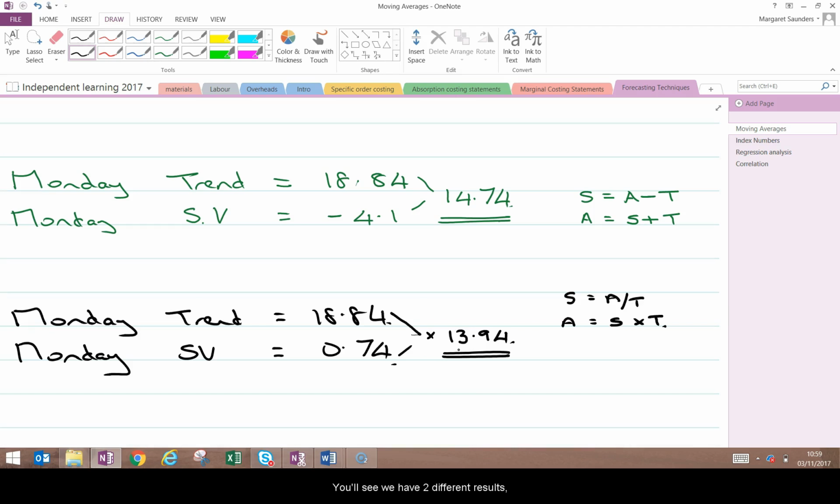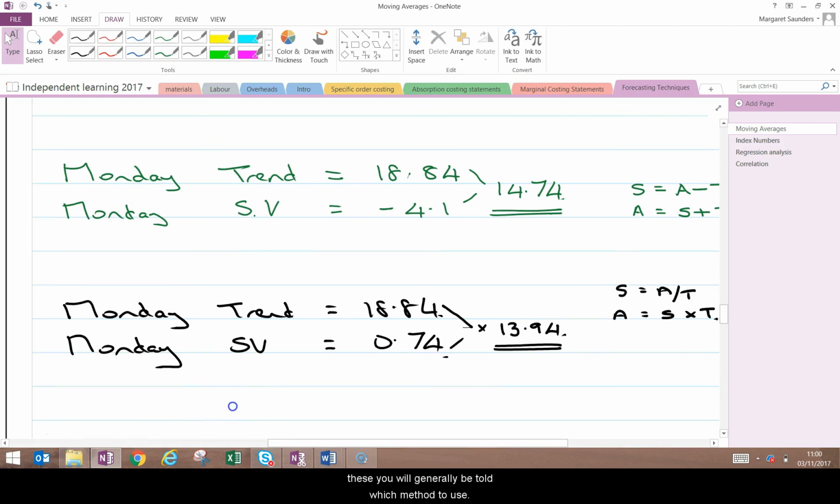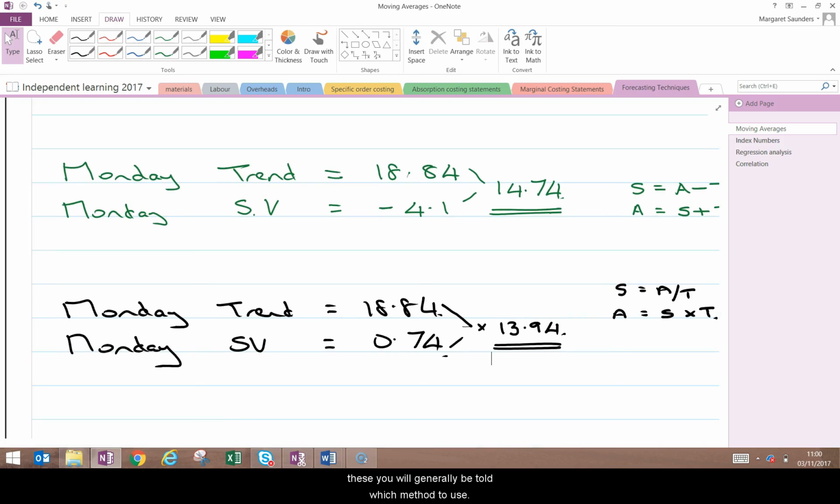You'll see we have 2 different results. So 2 different forecasts depending on which model we use. Generally, the multiplicative model is more accurate. However, when you're working with these, you will generally be told which method to use. So that brings us to the end.